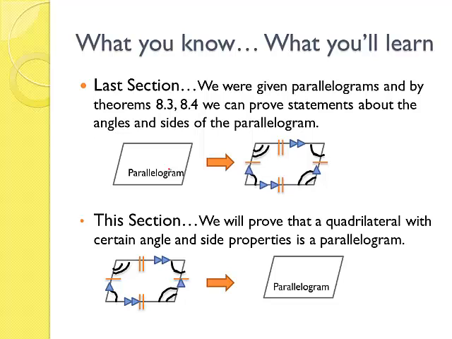So last section we were given parallelograms, and by theorems 8.3 and 8.4, which are in the previous module, we can prove statements about the angles and the sides of the parallelogram. So we have opposite angles and opposite sides of a parallelogram are both congruent and parallel. In this section, we're going to switch it. We're going to take what's called the converse, from the previous semester's material. So we're going to prove that a quadrilateral with certain angle and side properties is a parallelogram.